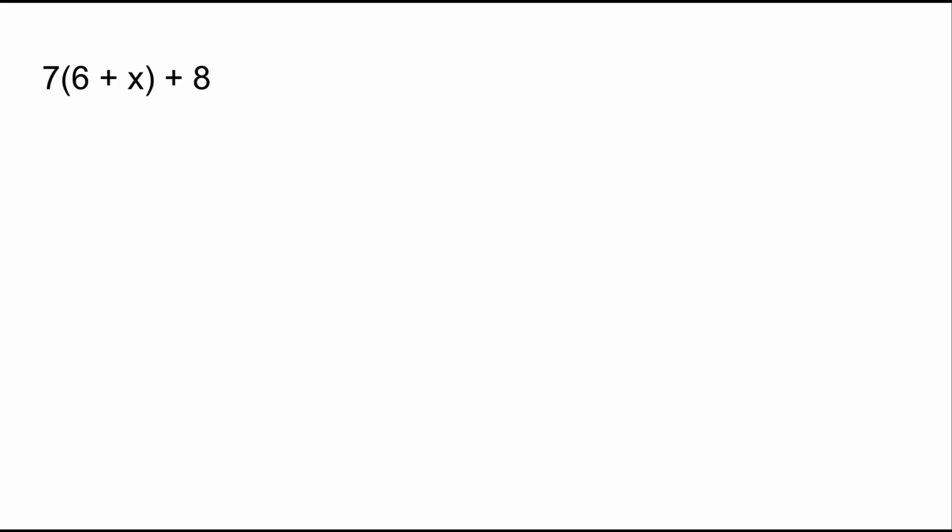So the first one says 7 times (6 plus x) plus 8. So we need to distribute the 7. 7 times 6 plus 7 times x. And then we need to combine our like terms, 42 and 8, which makes 50. 50 plus 7x. That's the farthest we can simplify this expression.